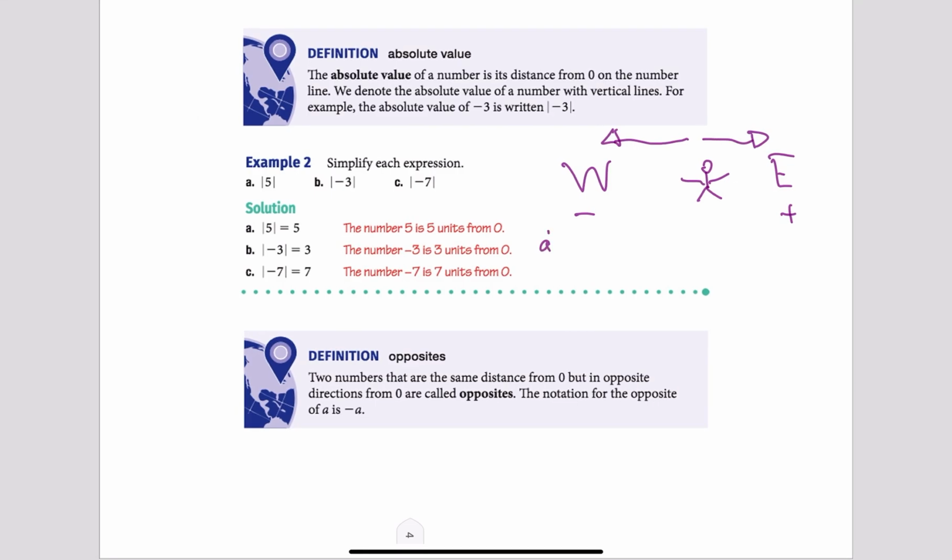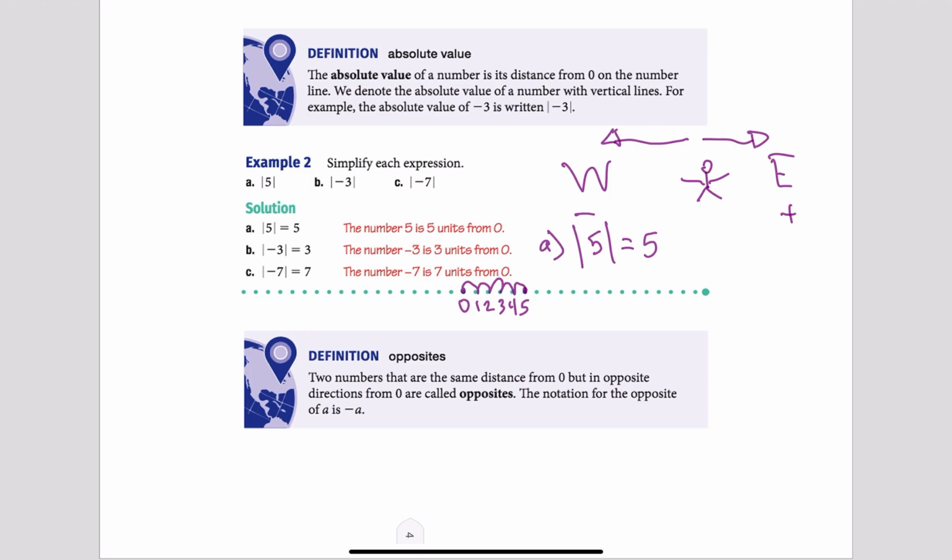So A, the absolute value of 5. So the absolute value of 5 is going to be the distance from 0 to 5 on a number line. So if I just make this my number line here, and I'll make this my 0, 1, 2, 3, 4, 5. If I start here at 0 and I count to 5, I have to go 1, 2, 3, 4, 5 units. And in fact, that's why 5 is called 5, right? Because it's 5 units from 0. So the absolute value of 5 is 5, the number without its sign.